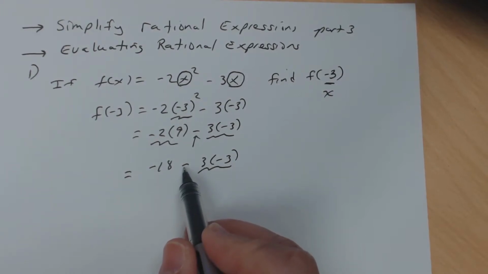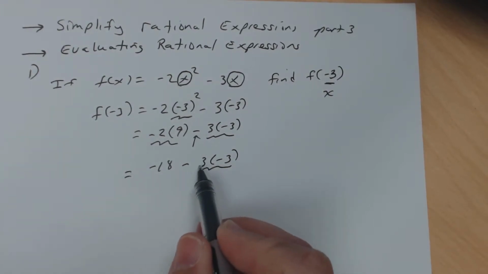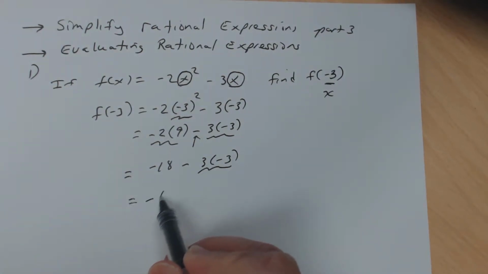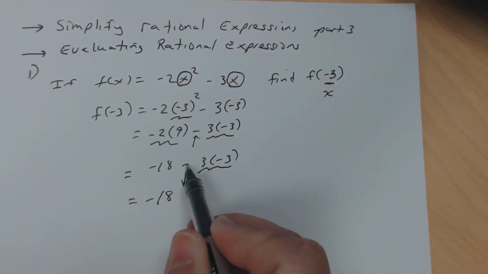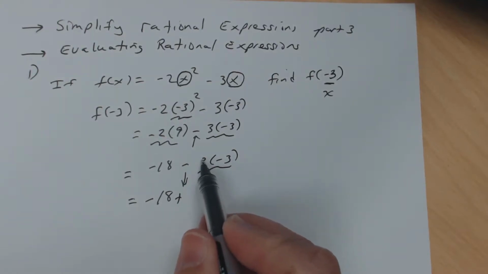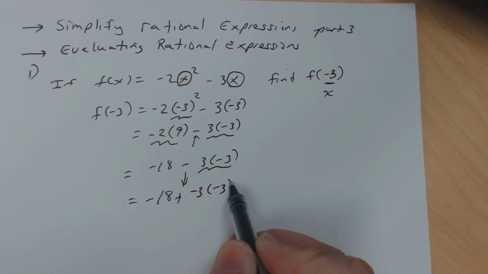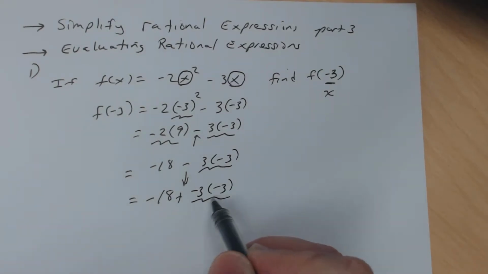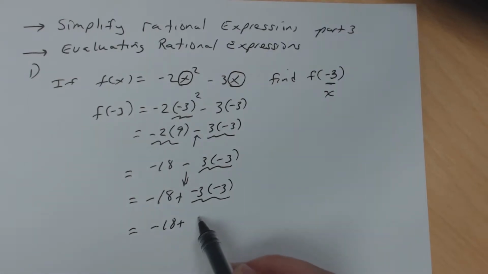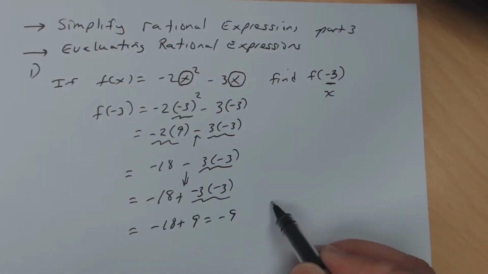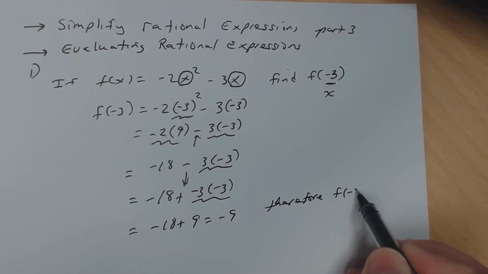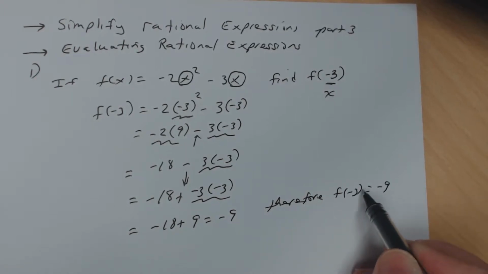Now remember, subtraction is the same thing as adding the opposite. So I'm going to go ahead and say negative 3 times negative 3. Because remember, from a previous course, you learned that when you have a subtraction problem, you change it to addition. So you add the opposite. The opposite of 3 is negative 3. And so that's where that comes from. So negative 3 times negative 3 is 9. Negative 18 plus 9 is negative 9. So therefore, f of negative 3 equals negative 9.